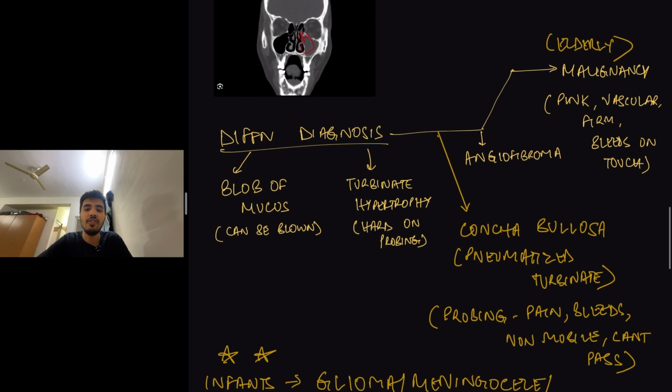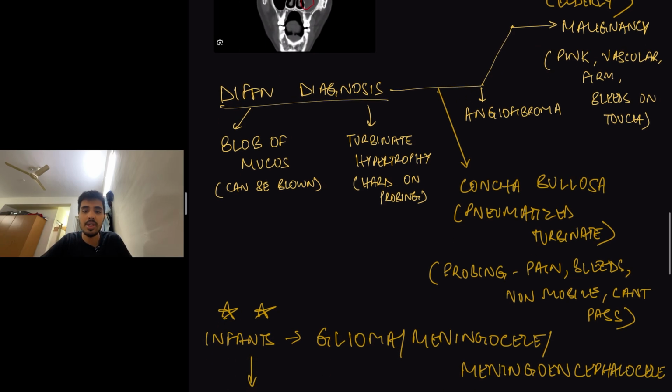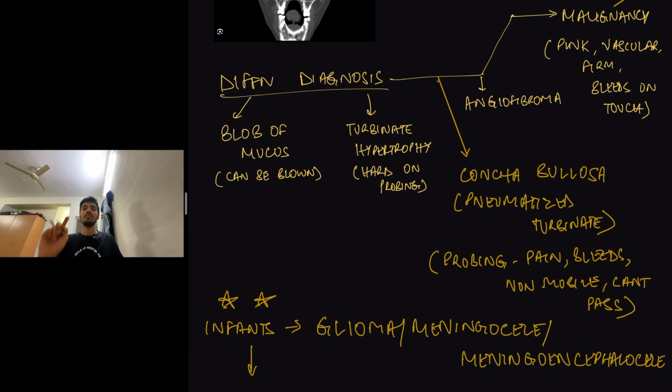Then coming to the differential diagnosis. Basically what is important is elderly individuals. If it is an elderly individual, then you have to always be careful of malignancies. Malignancies are more firm, they bleed on touch. But just by probe test, you cannot differentiate. You have to always send the polyp for biopsy after excision. Angiofibroma, even this will bleed on touch.